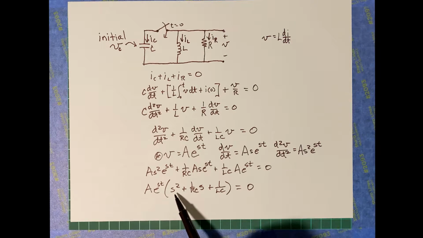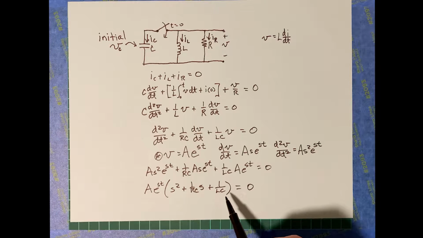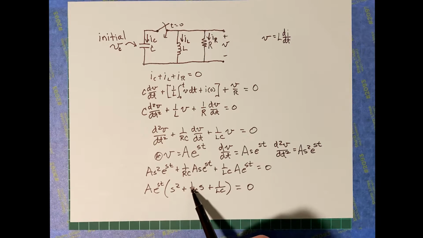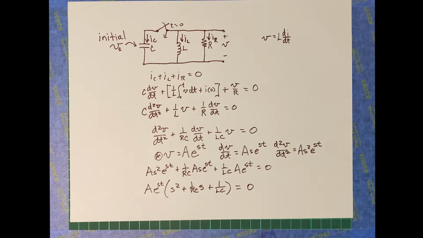That leaves what's inside the parenthesis here. What's inside the parenthesis is a quadratic equation. And that can certainly be 0. And we can use the quadratic formula to try and find the solution for that. Now, I'm going to skip a few steps here. This s squared plus 1 over RC s plus 1 over LC, if you've taken a differential equations class, is what is called the characteristic equation. And we're going to use a quadratic formula to derive solutions for this.